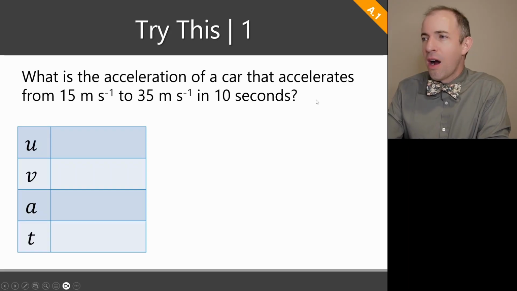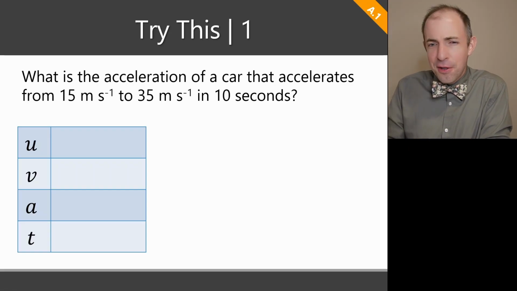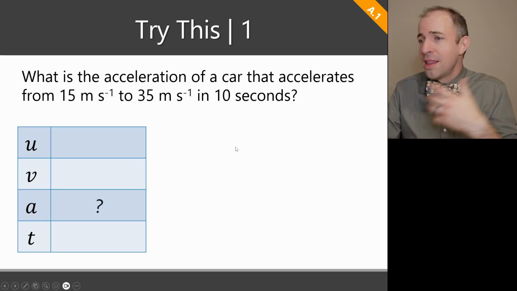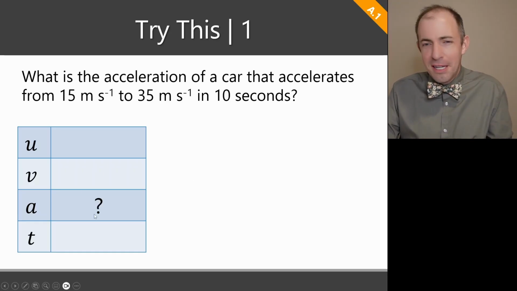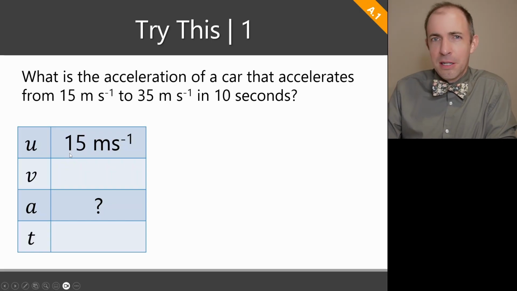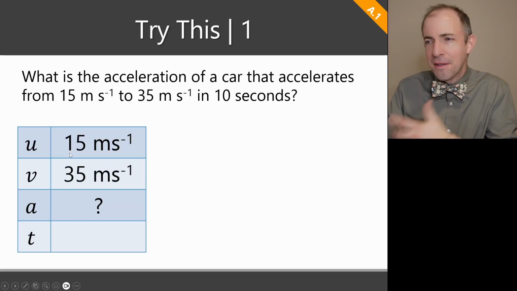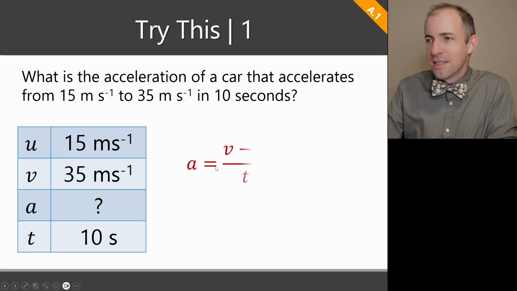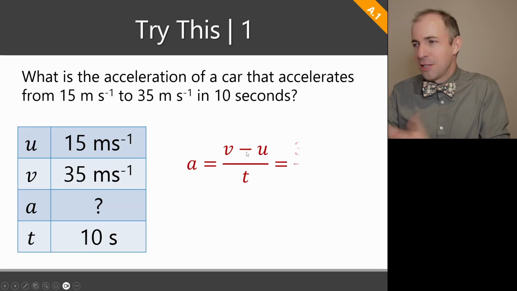What's the acceleration of a car that accelerates from 15 to 35 meters per second in 10 seconds? We can start by listing what I know. I know that the goal here is I'm trying to find acceleration. I know that the initial velocity u is 15 meters per second, the final velocity v is 35, and the time is 10 seconds. If this is my equation, I just plug it in.